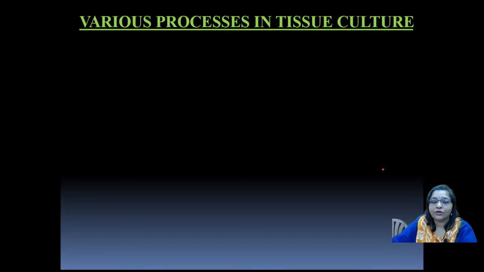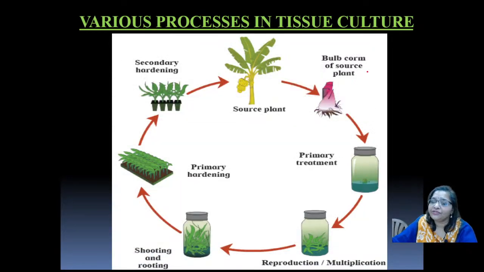So let us now focus on the various processes in tissue culture in brief. We have seen an example of banana over here, which is a source plant from which a small bulb corm is taken as a source. We take small bits, which we call explants, which are inoculated in the nutrient agar medium after the primary treatment and allowed to grow and multiply in controlled conditions, both physical and light conditions, in the tissue culture laboratory.